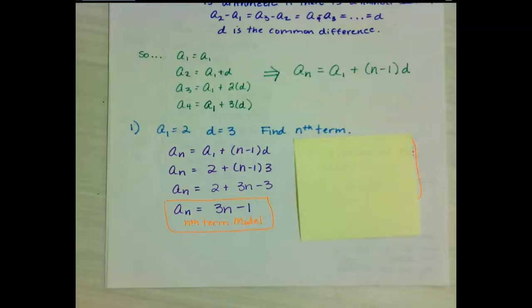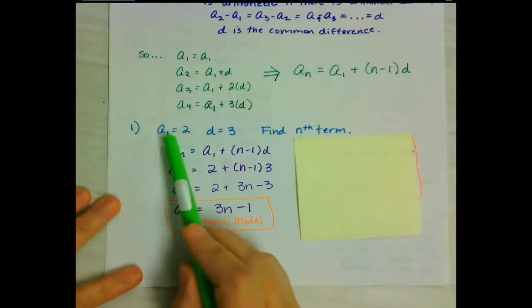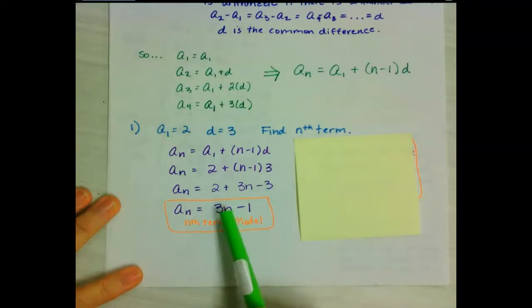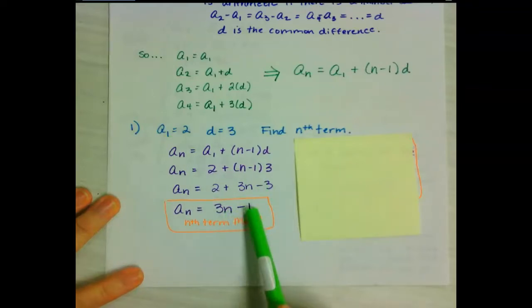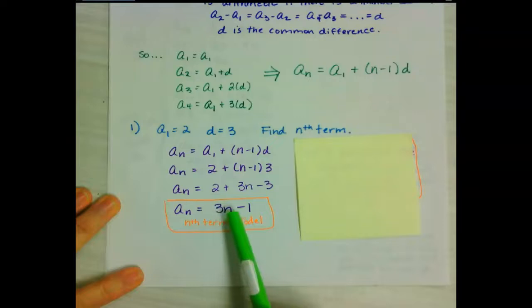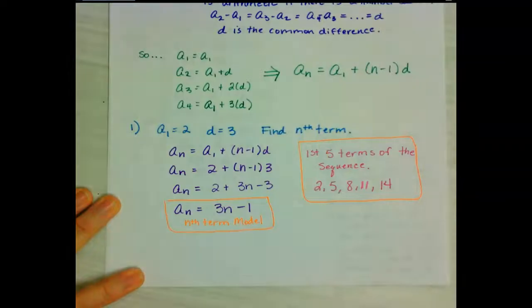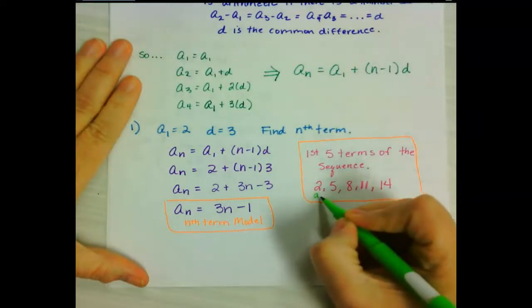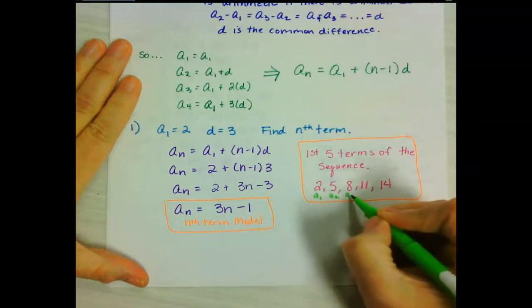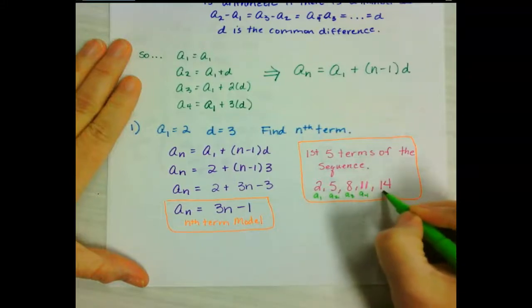If I want to find the terms in the sequence, let's say find the first 5 terms, then I already know what 1 is. So then I could put 2 in my model. 3 times 2 is 6, 6 minus 1 is 5. Then I could put 3 in my model. 3 times 3 is 9, 9 minus 1 is 8. Then I could put 4 in my model. 3 times 4 is 12, minus 1 is 11. And then I could put 5 in my model. 3 times 5 is 15, minus 1 is 14. And that would allow me to generate the list of terms in my sequence, remembering that this would be a sub 1, a sub 2, a sub 3, a sub 4, and a sub 5.